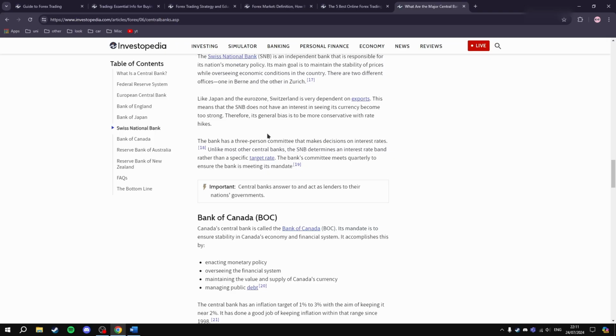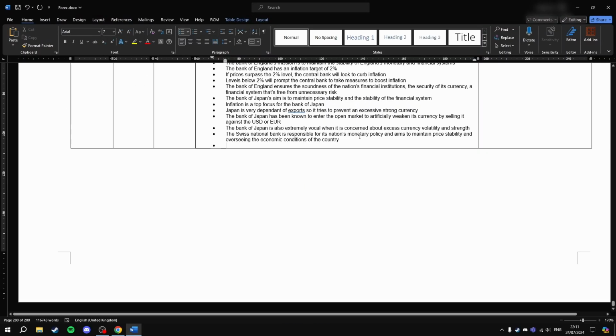Like Japan and the Eurozone, Switzerland is very dependent on exports. This means that the Swiss National Bank does not have an interest in seeing its currency become too strong. Therefore, its general bias is to be more conservative with rate hikes.